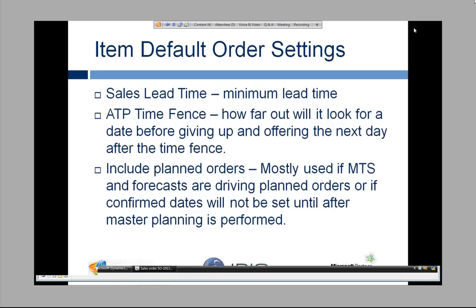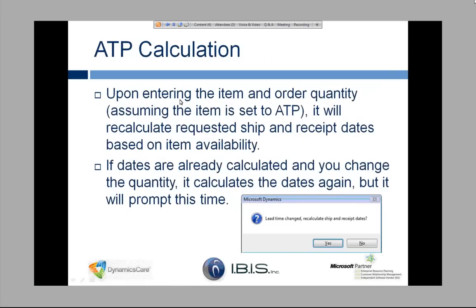So like I said, upon entering the item and the order quantity, assuming that the item is set to ATP, it will recalculate requested ship and receipt dates based on the item availability. If the dates are already calculated and you change the quantity, it calculates the dates again, but this time it'll prompt. So if the lead time is changed, or if the quantity is changed, and for whatever reason that quantity is no longer available on the date that you want to ship it, it says lead times change, and it'll ask, do you want to recalculate ship and receipt dates? You have the option of saying no in this case.